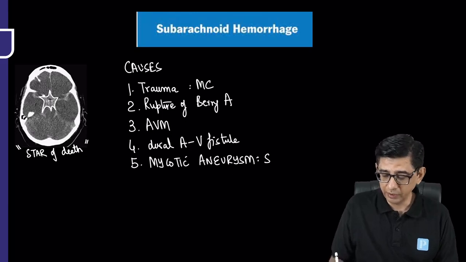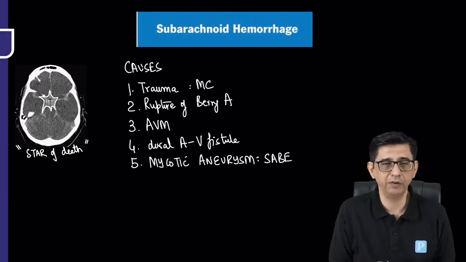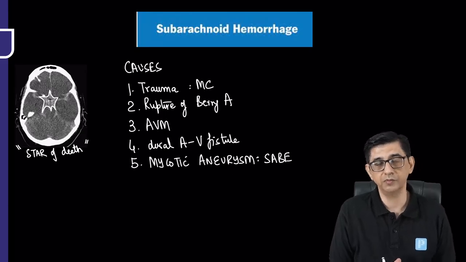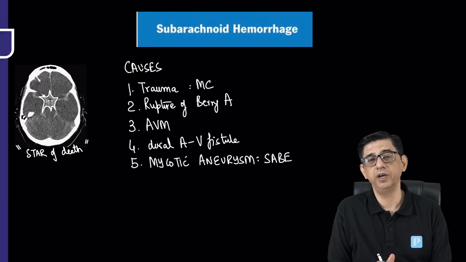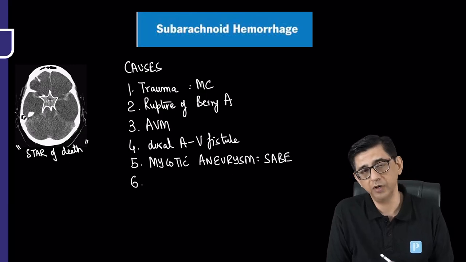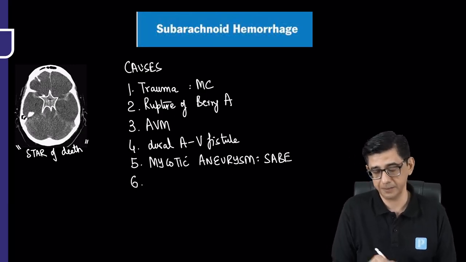If you read this name, the word mycotic gives a semblance that we are talking about a fungus, but you are aware that this would be due to Staphylococcus aureus seeding the blood vessel wall and resulting in a mycotic aneurysm that can pop off at any point of time, again resulting in subarachnoid hemorrhage.